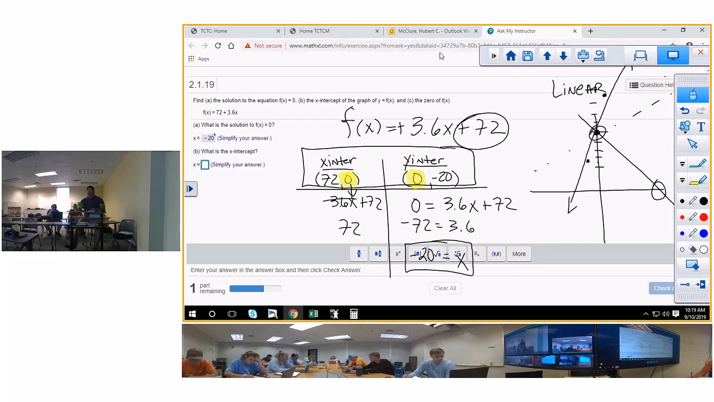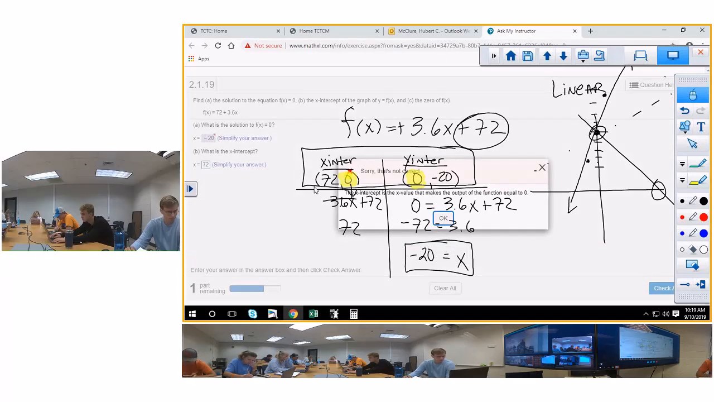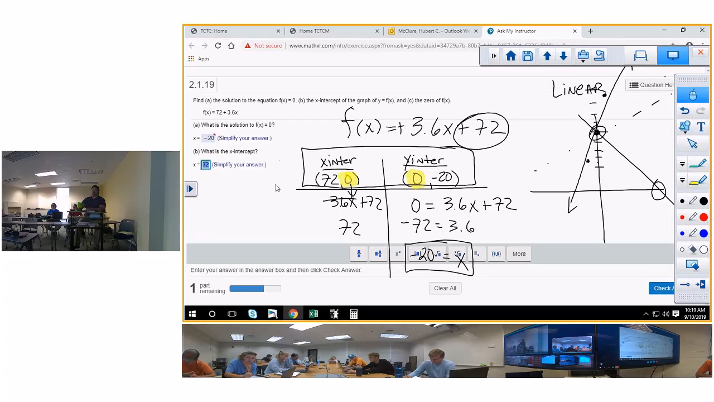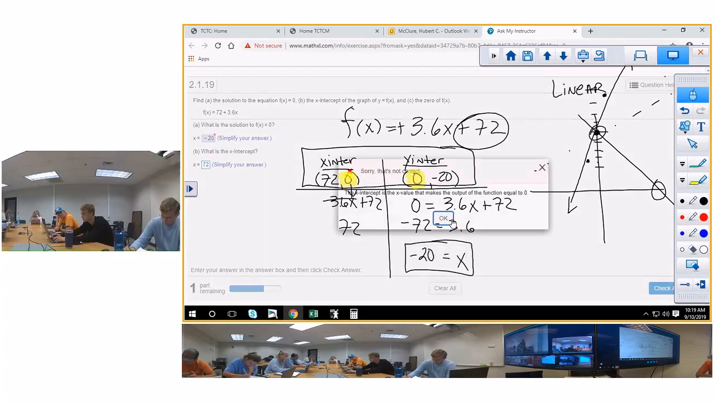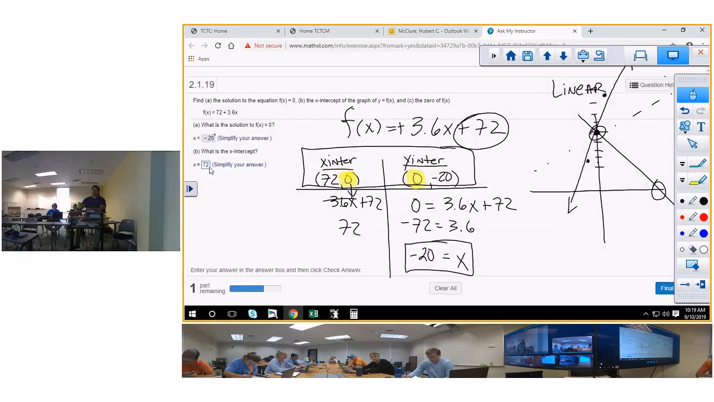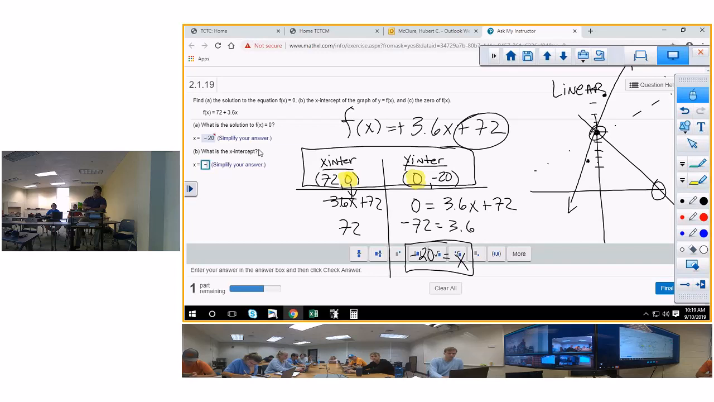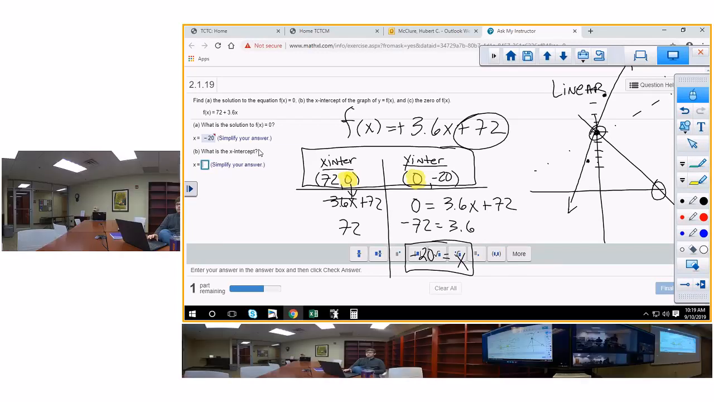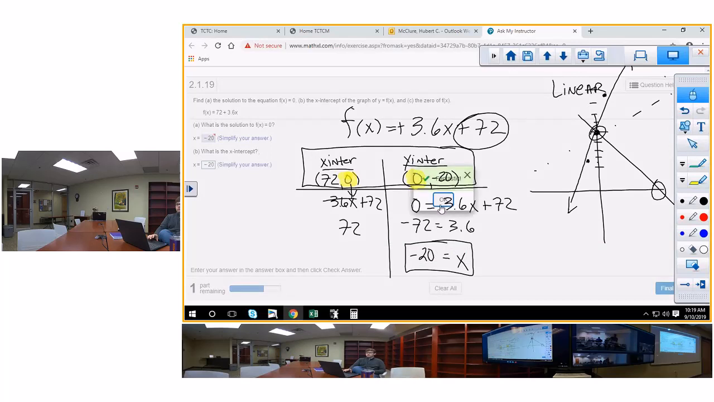Okay, this would be what, 72? Negative 20. Okay, I don't know what the answer is. They're all negative 20. Yeah, it's negative 20. Okay, so we're just going to make stuff up now. Okay. What is the solution to that? Then the x-intercept is the same as the first question. Oh, okay.